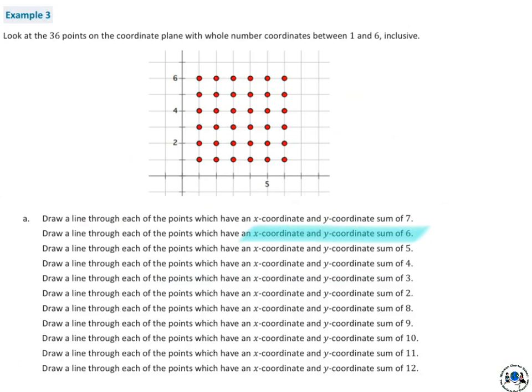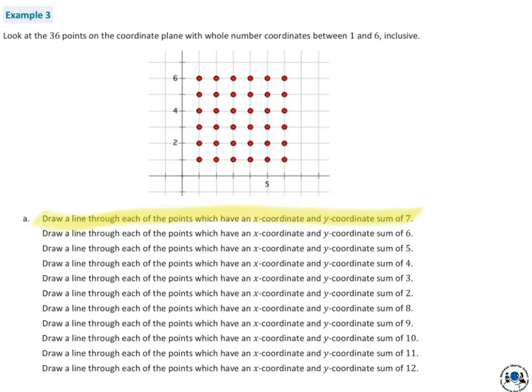Okay, so the first task, no, it's not that one. All right, so the first task here is you're going to go ahead and draw a line through each of the points that have the x coordinate and y coordinate sum of 7. Okay, of 7. And what that's going to mean, I'll just show you with an example here.